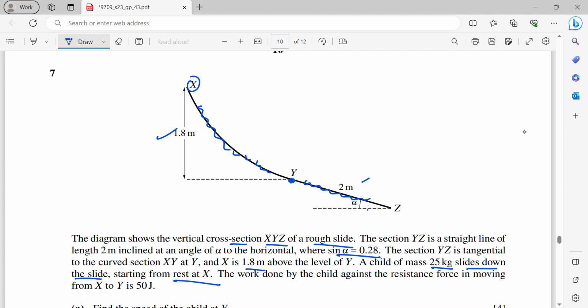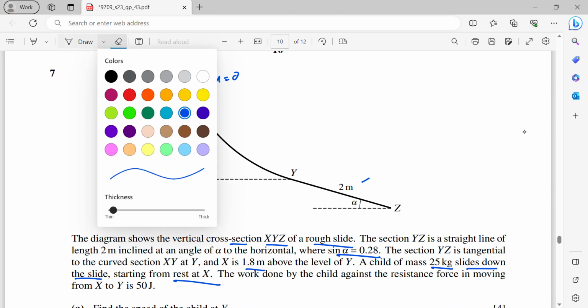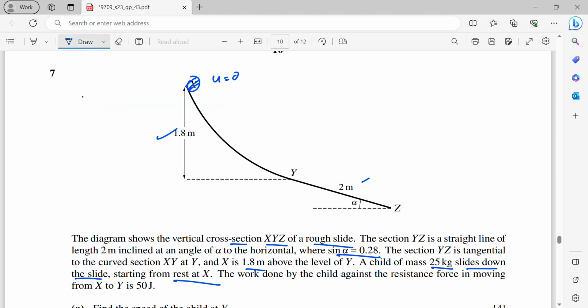A child of mass 25 kilograms slides down the slide starting from rest at X. That means it's here. Starting from rest means u equals 0. And we know that all these are rough planes. And then the weight is going to be 25g. The work done by the child against the resistance force in moving from X to Y is 50 joules. So this is the work done.